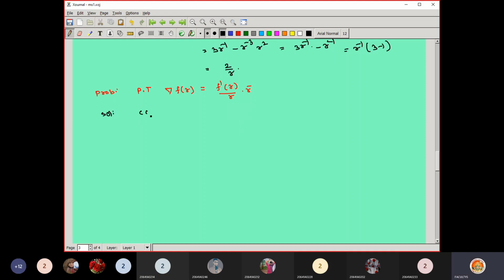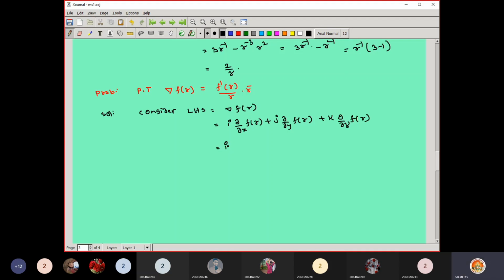So consider I'm taking first the left hand side, which is del of f of r. As per the definition of del, they are not asking here whether it is divergence or gradient, only del is given here. So it is i dou by dou x of f of r plus j dou by dou y of f of r plus k dou by dou z of f of r.